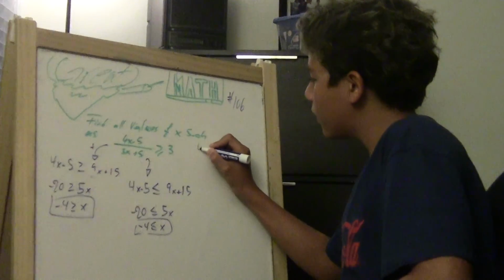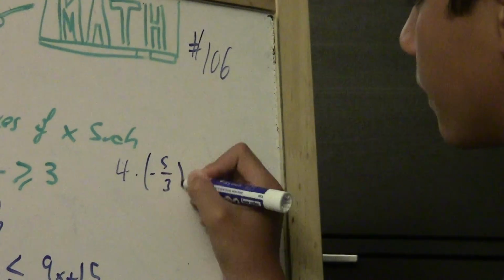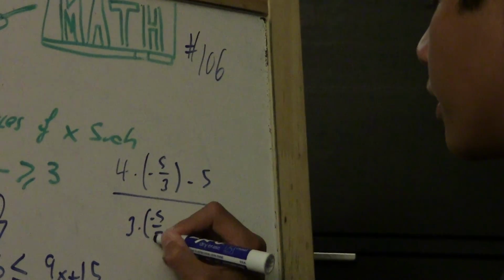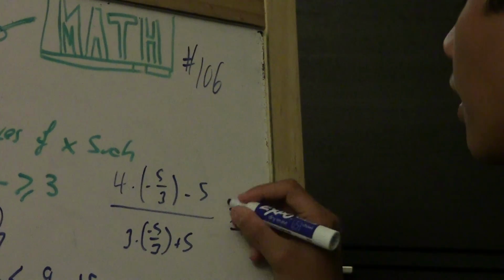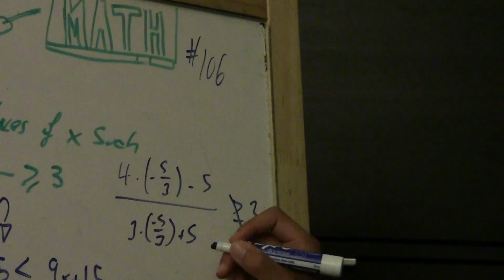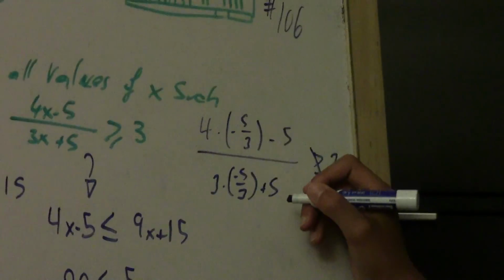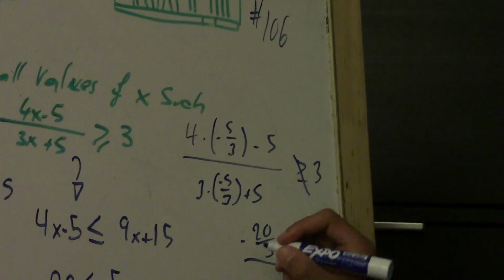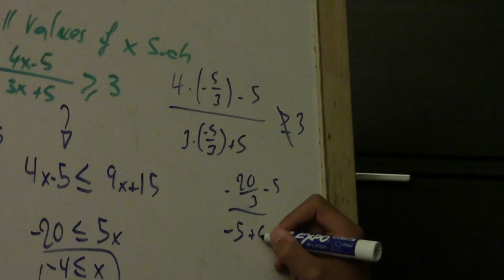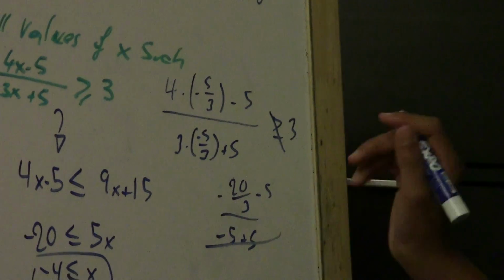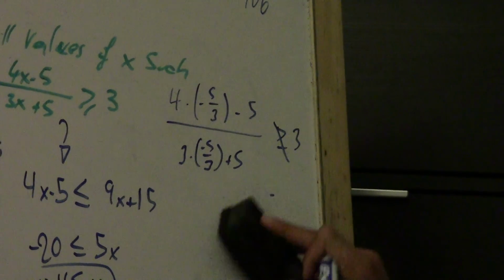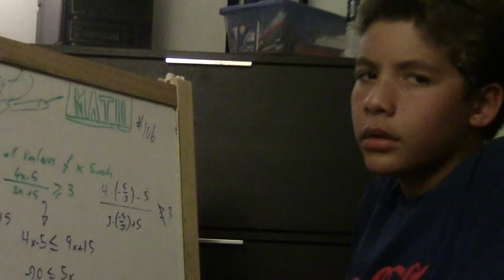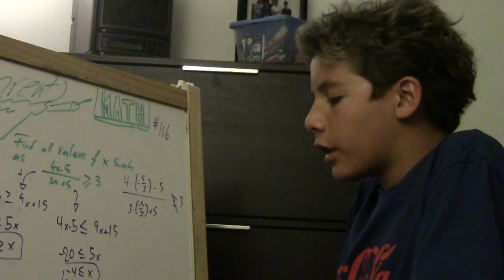That doesn't work. I'll even show you. So 4 multiplied by -5 over 3, minus 5, divided by 3 times -5 over 3 plus 5. We obviously know it's not greater than or equal to 3, but we'll just try it anyway. So -20 over 3 minus 5 is divided by -5 because it cancels out, plus 5. That equals 0, and that means it doesn't work. So that gives us one thing that doesn't work, so why didn't the 1 work?